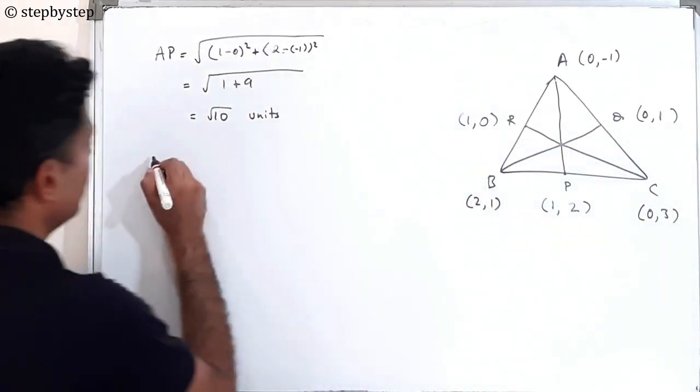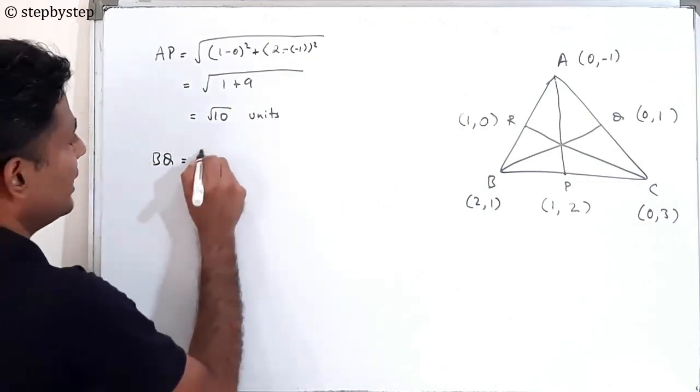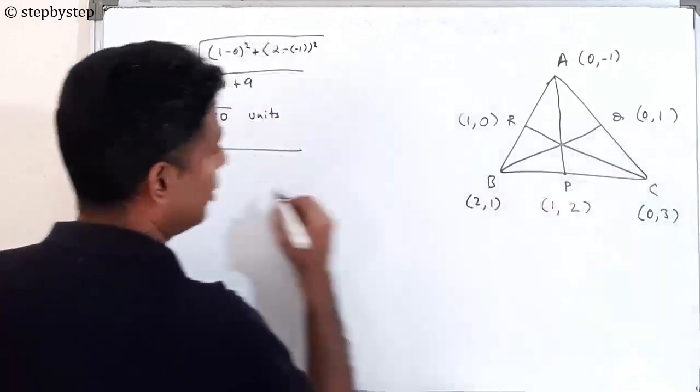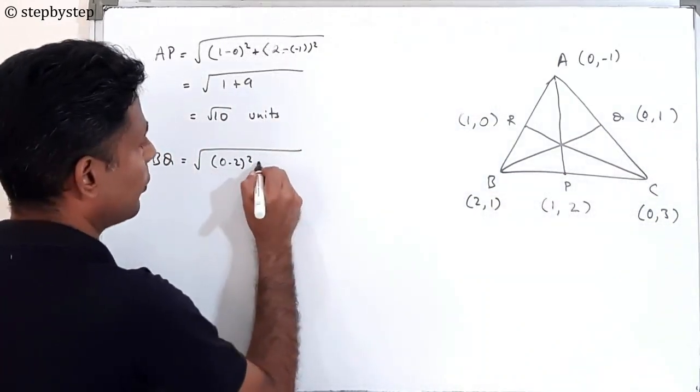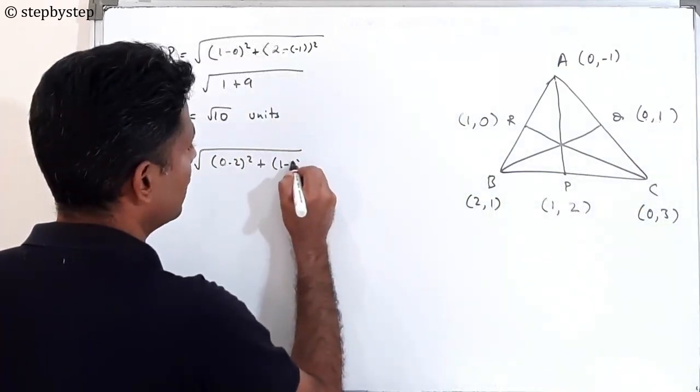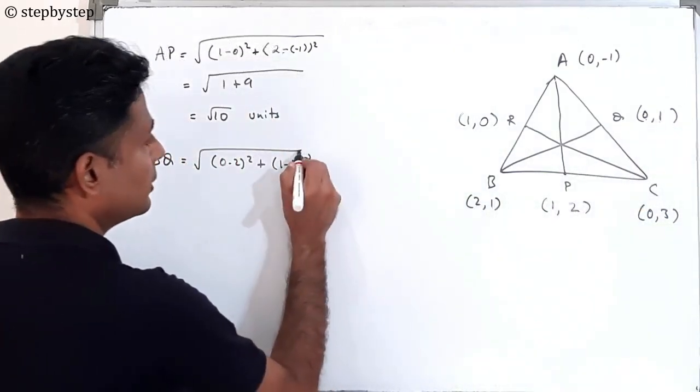Similarly, BQ. Again applying the distance formula. x2 minus x1 whole square, so 0 minus 2 whole square, plus y2 minus y1, 1 minus 1 whole square.